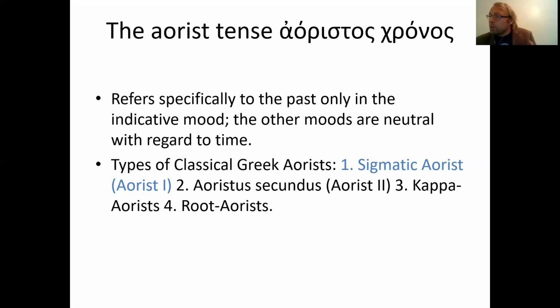There are four different main categories of aorists in classical Greek: the Sigmatic Aorist, the Aorist 2, Kappa Aorists, and Root Aorists. Today we will learn the paradigms for Sigmatic Aorist.